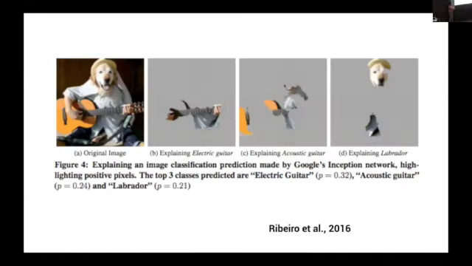But I think, yeah, this is another fun example. If I'm trying to explain the classification of this image of a dog playing a guitar, you can break it down into, okay, if I interrogate the description as an electric guitar, this is what the network would be looking at, acoustic guitar or Labrador.